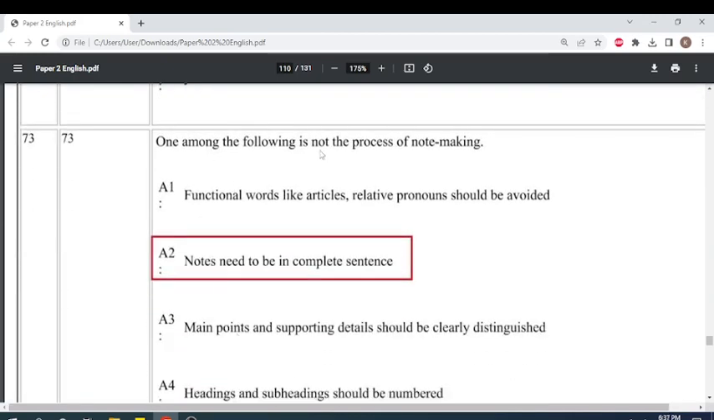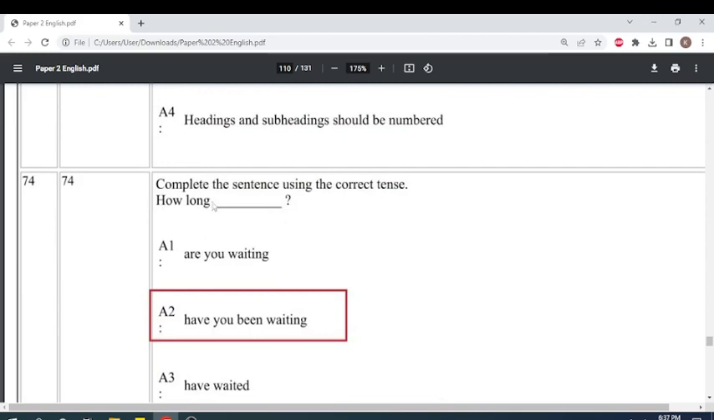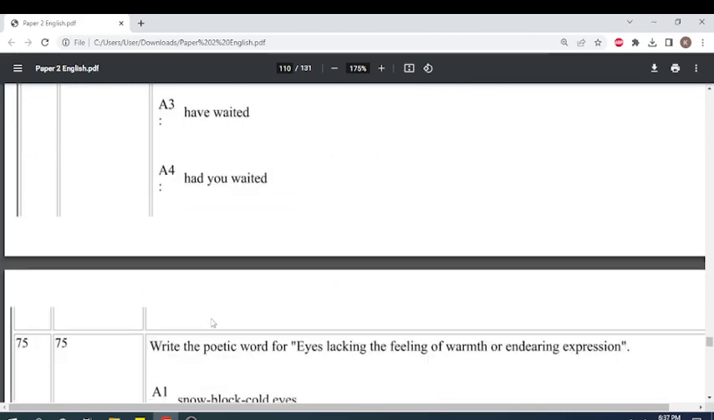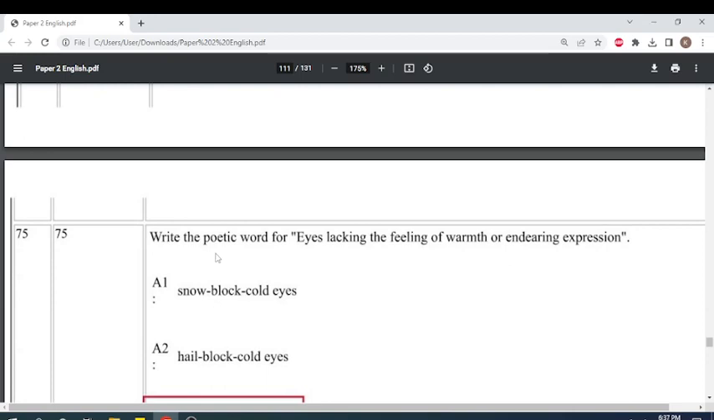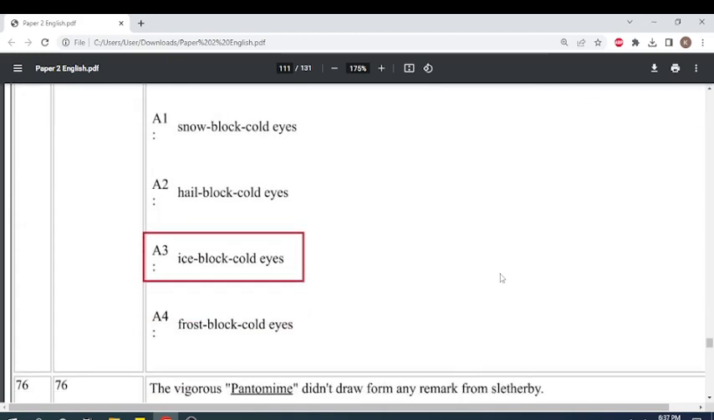73. One among the following is not the process of note making. Answer A2, notes need to be in complete sentences. 74. Complete the sentence using the correct tense. How long dash? Answer A2, have you been waiting? 75. Write the poetic word for eyes lacking the feeling of warmth or endearing expression. A3, eyes block cold eyes.